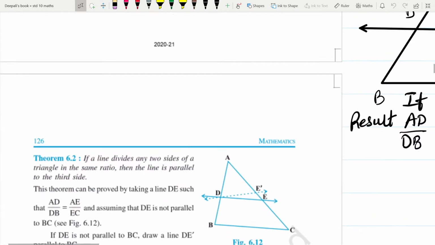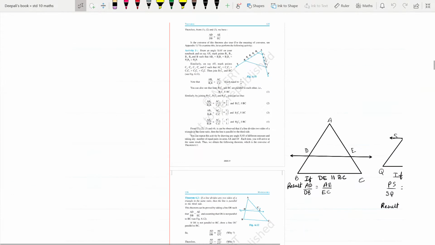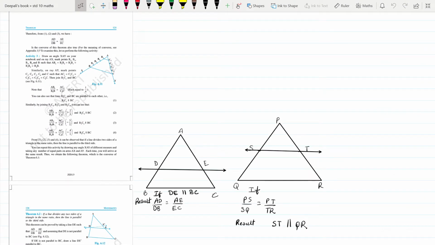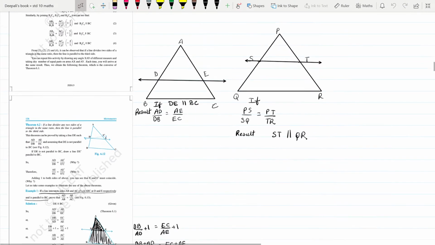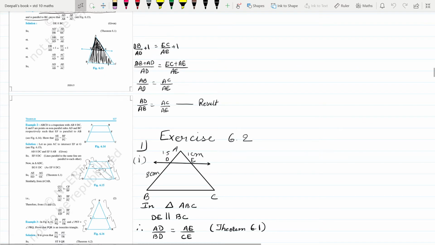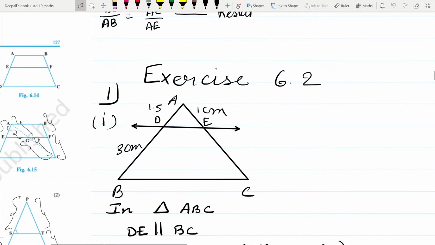That is, if a line divides any two sides of a triangle in the same ratio, then the line is parallel to the third side. We are going to understand the exercise based on this. Exercise 6.2, Question 1. We have a triangle ABC where line DE is parallel to BC.